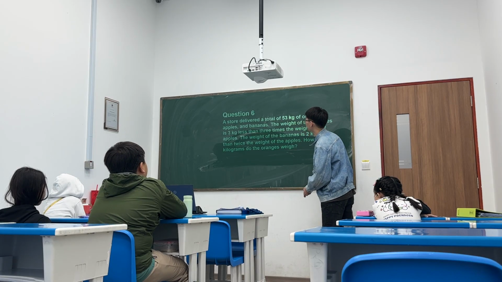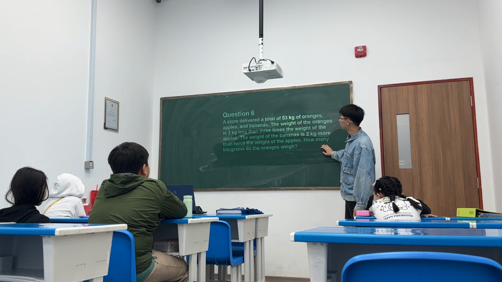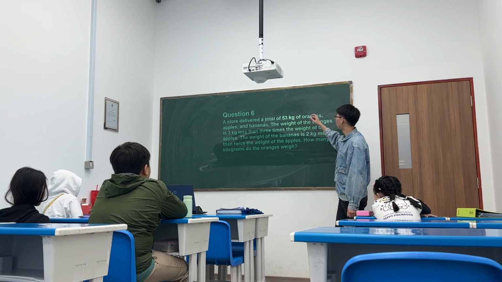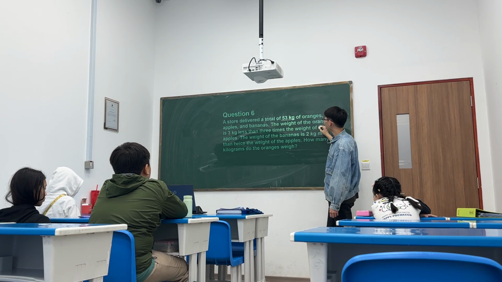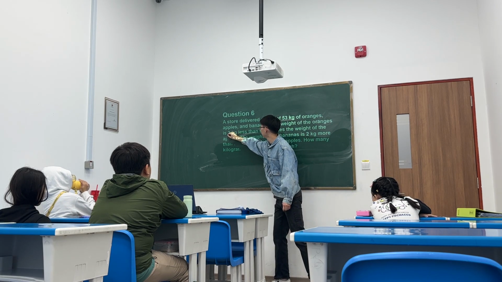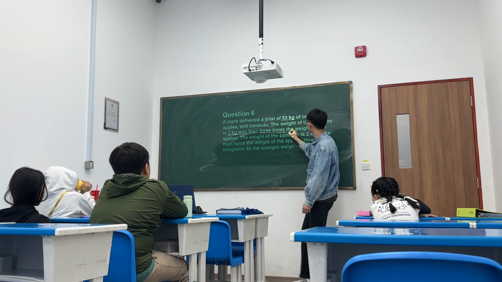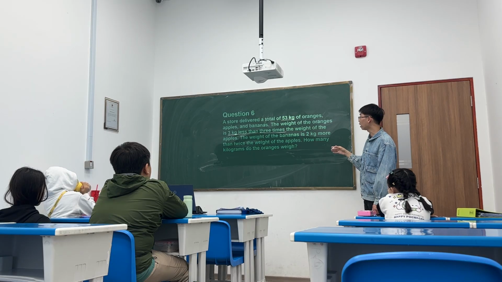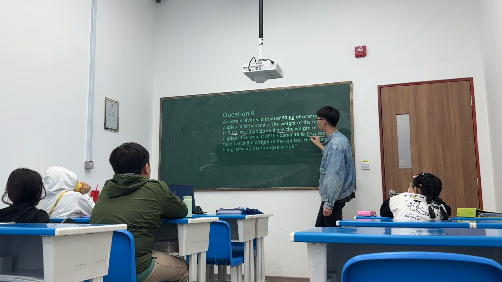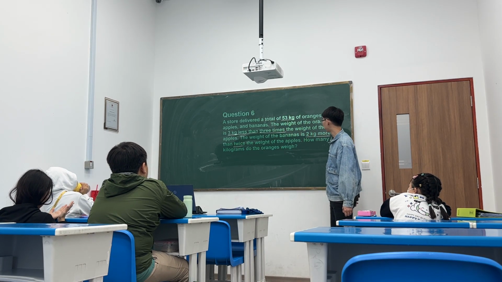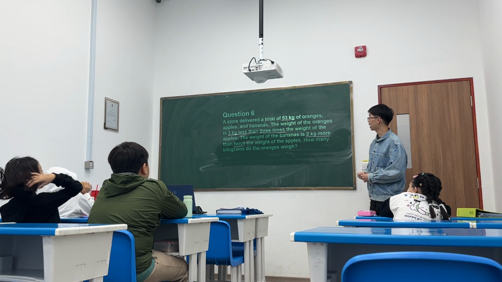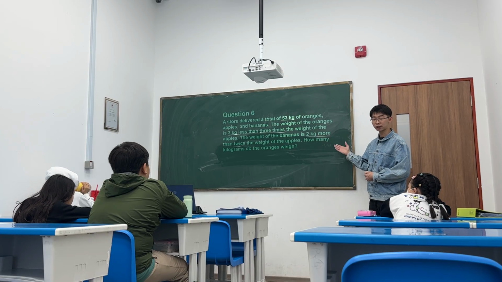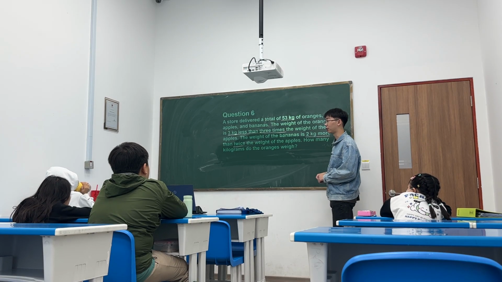Okay, let's try to draw a model for this question again. The store delivered a total of 53 kg of oranges, apples, and bananas. The weight of the oranges is 3 kg less than 3 times the weight of the apples. The weight of the bananas is 2 kg more than twice the weight of the apples. How many kilograms do the oranges weigh? Okay, so for this question, how do we draw the model here? Christelle?